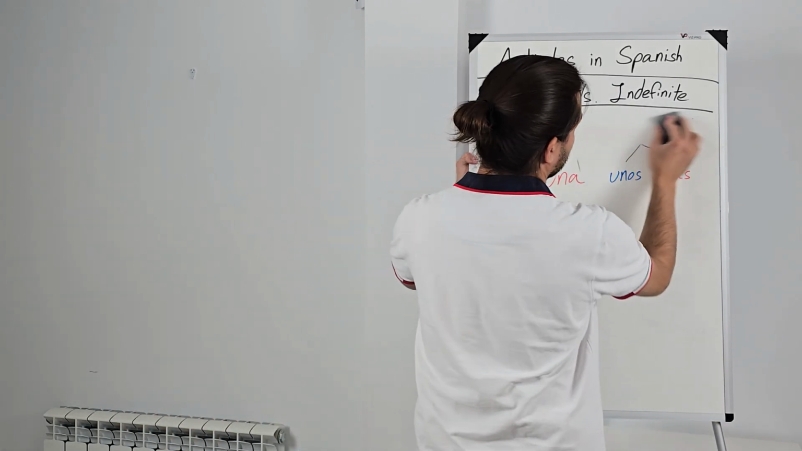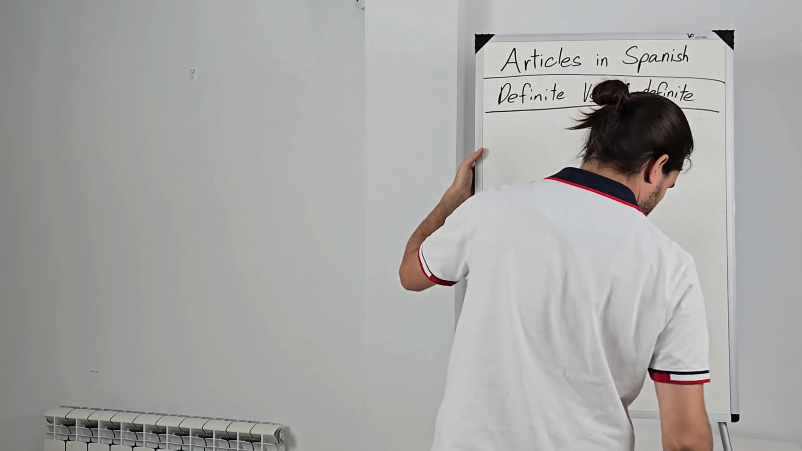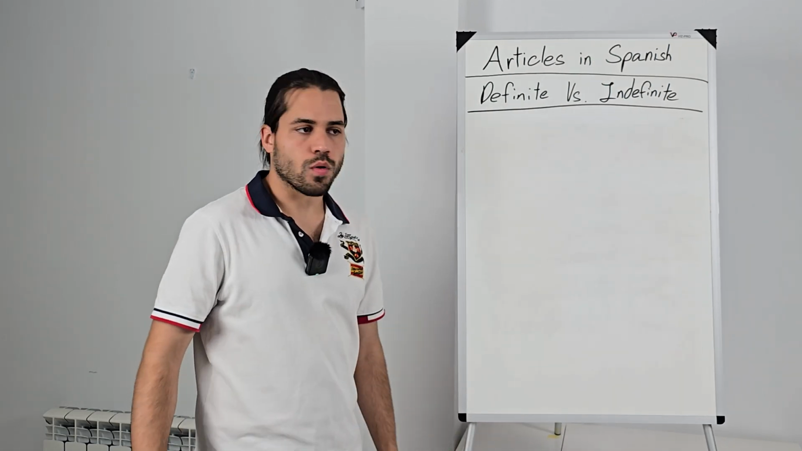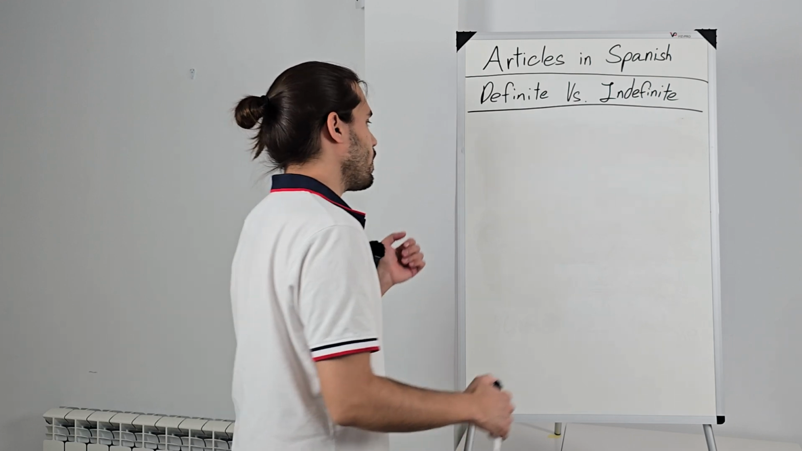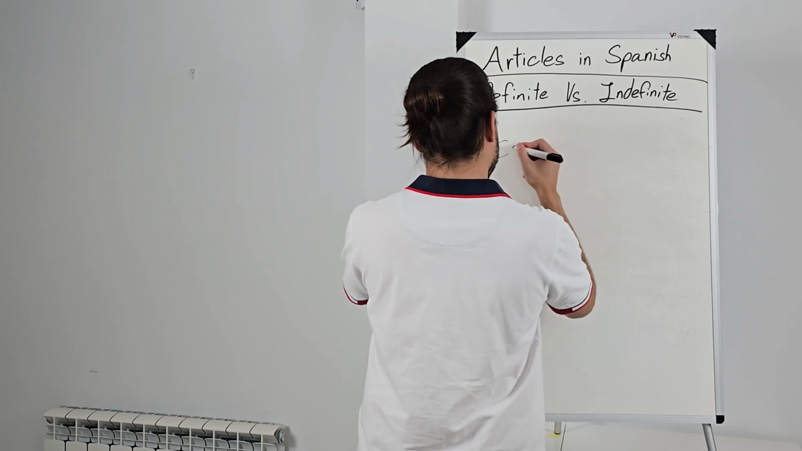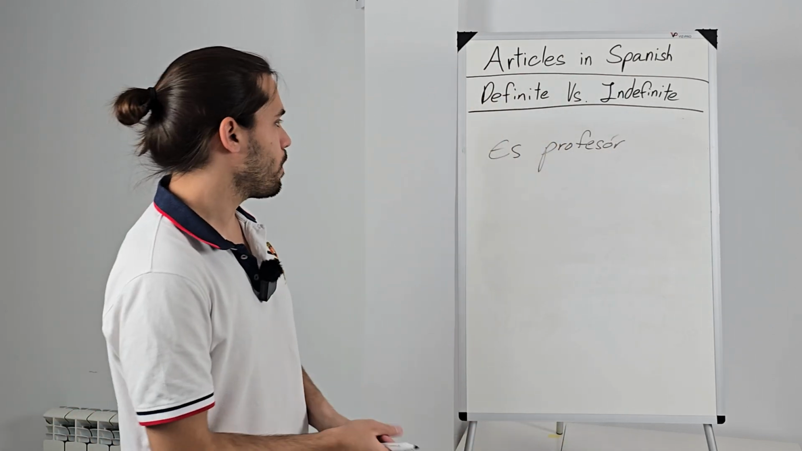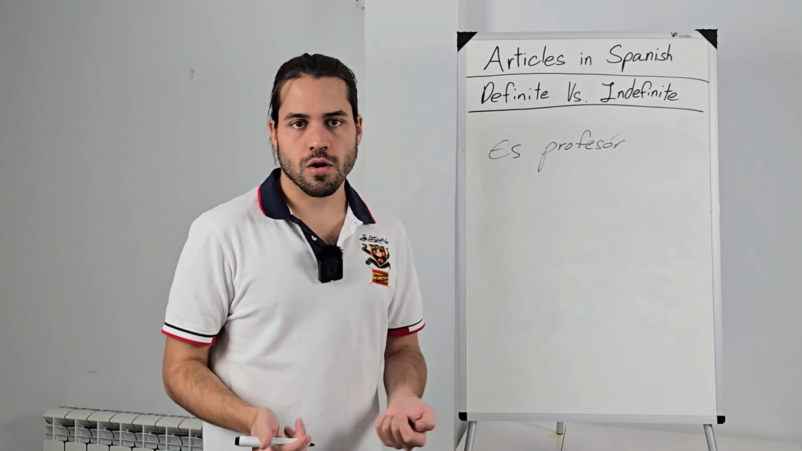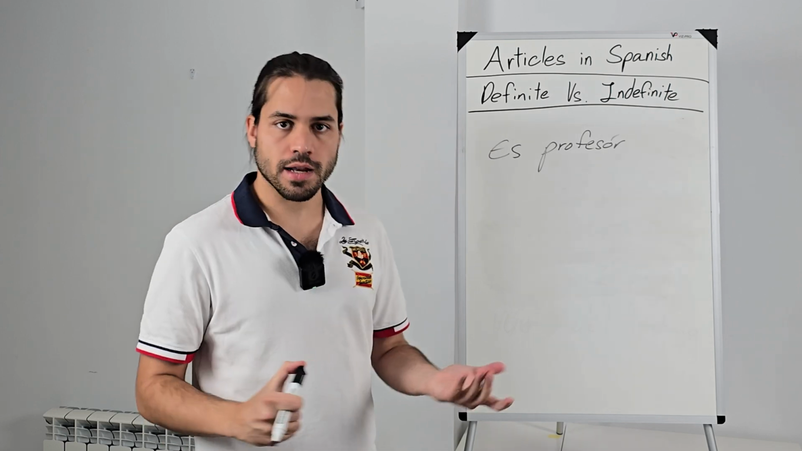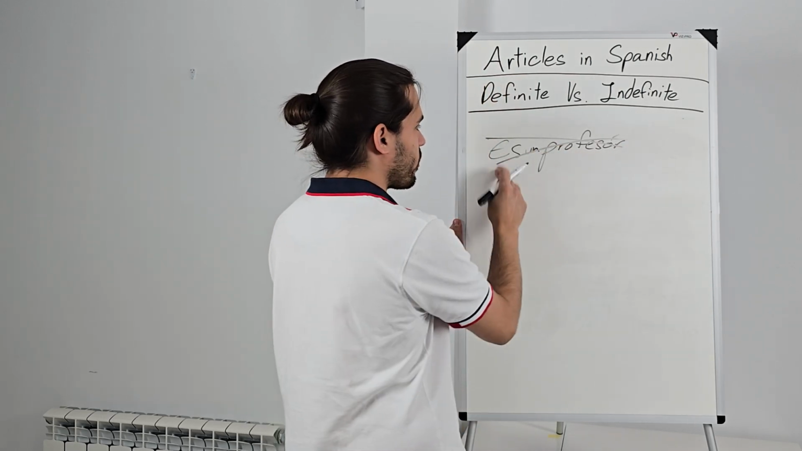Before we go on, let me give you a quick example of where you wouldn't want to use the article, right? So for example, if you're talking about a profession, if you want to say he is a teacher, you would just say es profesor. Or es profesora if you're talking about a feminine teacher. You wouldn't put the article like es un profesor, just one of the exceptions in Spanish, unless it's followed by an adjective, right? You wouldn't do that. You would just say es profesor.